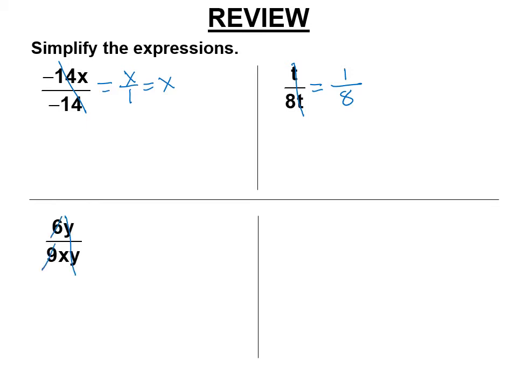6 and 9 are both divisible by 3. So 6 divided by 3 is 2. 9 divided by 3 is 3. So we have 2 over 3x.